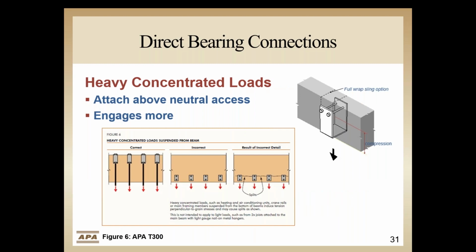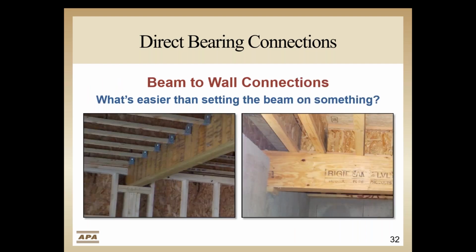Heavy concentrated loads suspended from the bottom of beams can also induce tension perpendicular to grain stresses and may cause splits, as shown. Sufficient compression would exist to develop the full bearing resistance to the beam hanging load. The better solution would be to wrap a sling over the top of the beam, placing the top of the beam in compression rather than some interior portion of it, or extend the support plate into the upper half of the beam above the neutral axis with extended plates. I will mention that this is not intended to apply to lightly loaded members, such as floor joists attached to the main beam with light gauge nail-on metal hangers.